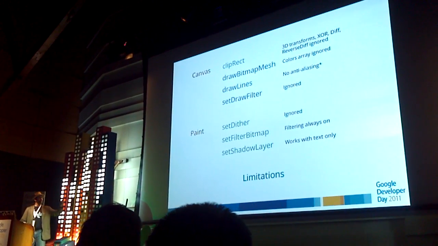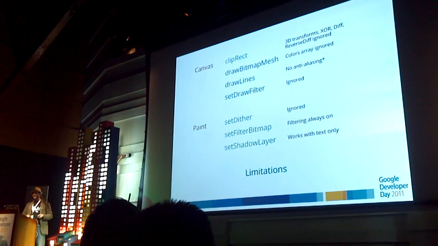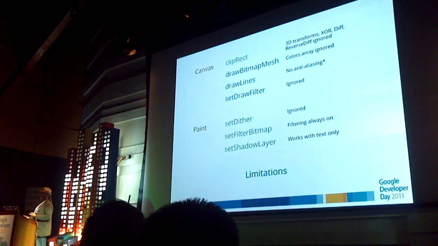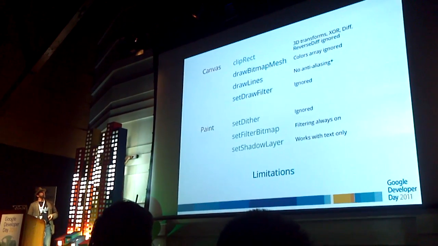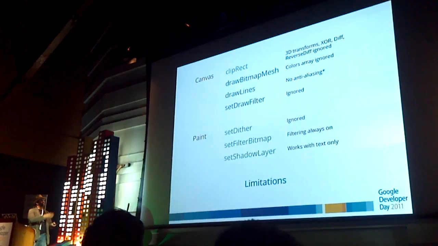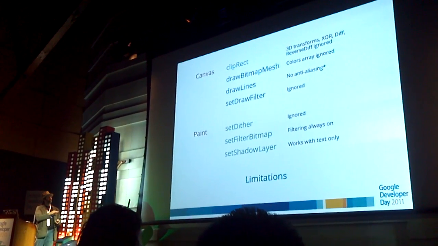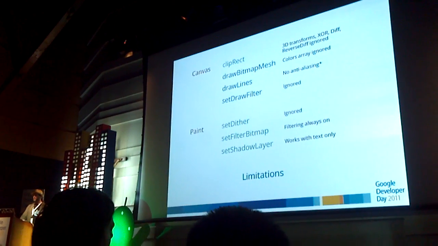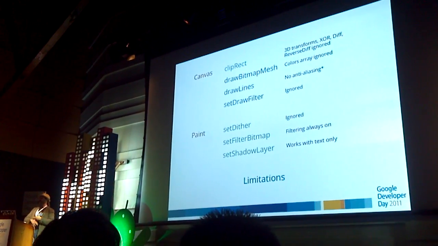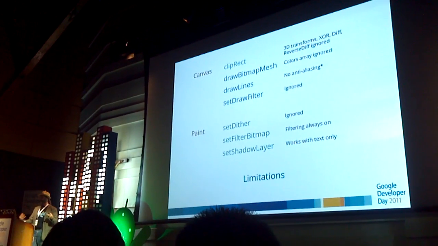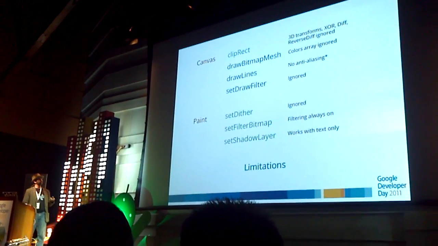Another thing we have are some limitations. We have a few things like drawing lines didn't support anti-aliasing until Android 3.2. Colors are ignored from drawing bitmap meshes. This stuff is all pretty well documented, but it's definitely worth knowing that there are some limitations. Some of these just don't make any sense. Like, why would you set filtering on? Filtering is free with hardware acceleration. There's no reason to turn it off. Same with dithering, it's just ignored.